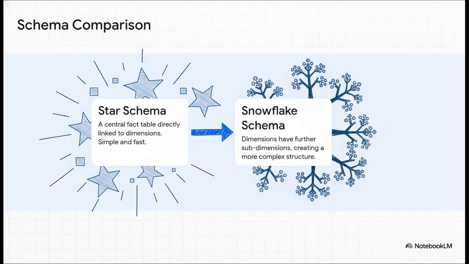Now, the star schema is pretty much the king because it's so simple and fast. But it does have this more complicated cousin called the Snowflake schema. That's where you start breaking down the dimension tables even further. It can save a little bit of storage space, but honestly, it makes things way more complex to query. So for most of what people need, the star schema is absolutely the way to go.